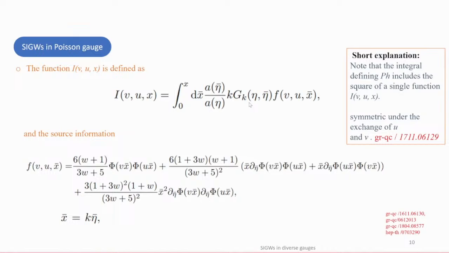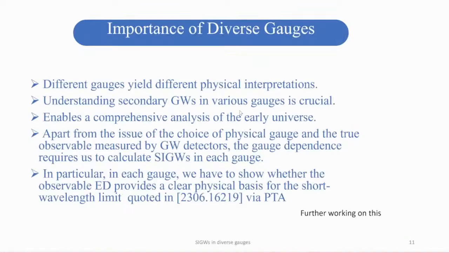Here, let's talk about a short explanation. Note that the integral defining the power spectrum includes the square of the single function, basically the kernel function. This kernel function and the source function are also symmetric under the exchange of the u and v components. So here, let's talk about the importance of the diverse gauges. Why do we use different gauges? One of them: different gauges yield different physical interpretations, so we have to study scalar-induced gravitational waves in different coordinate systems or in different gauges.